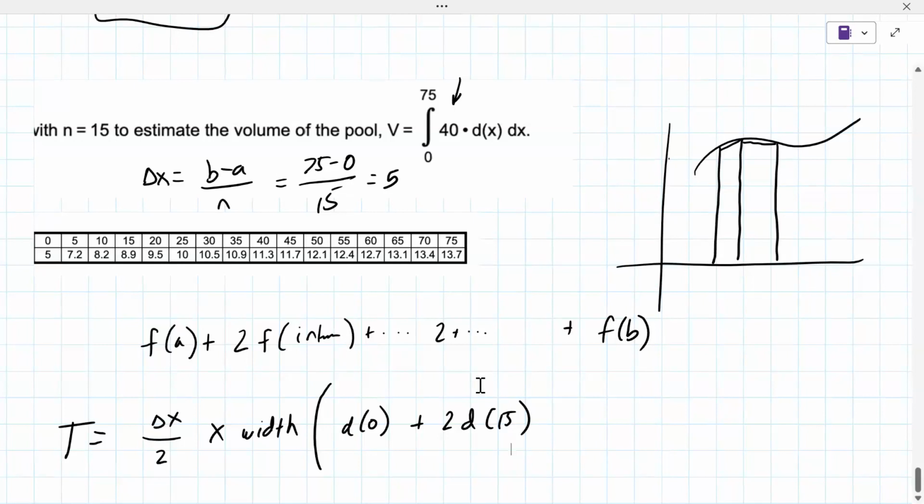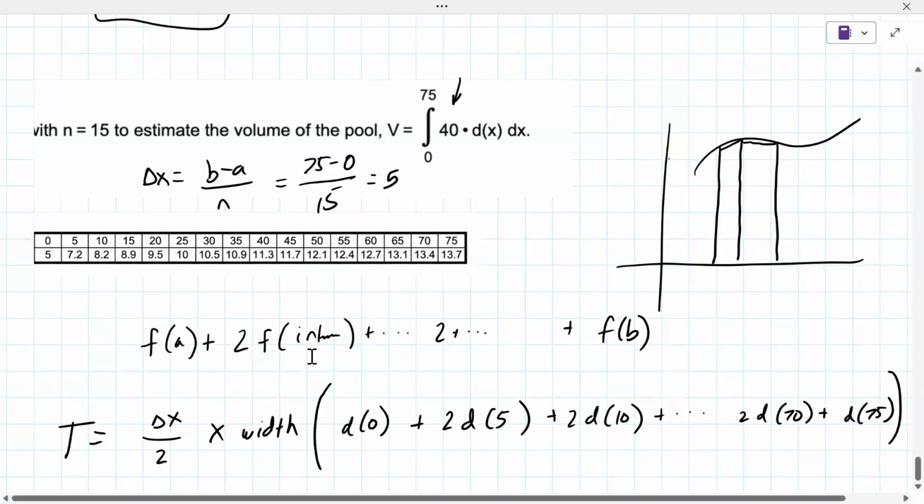D of 5. So I need to count this real quick. There should be 15 of these. 1, 2, 3. Yeah, okay, so there is. Plus 2 times D of 10, and so on. 2 times D of 70 plus 1 times D of 75.